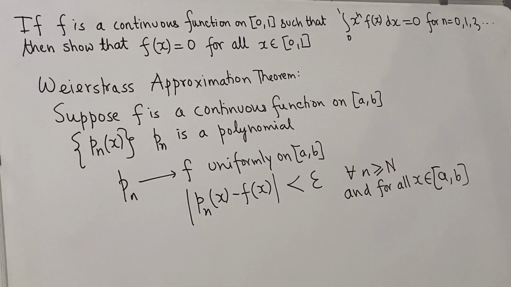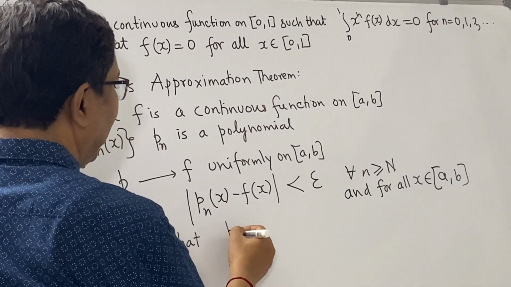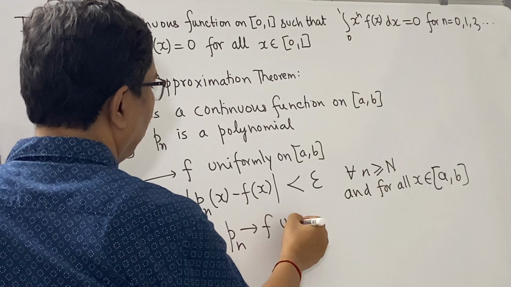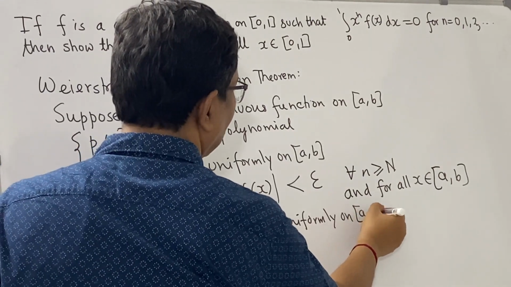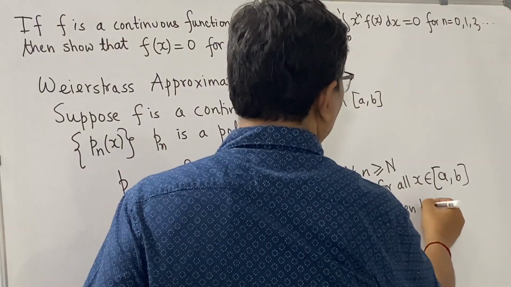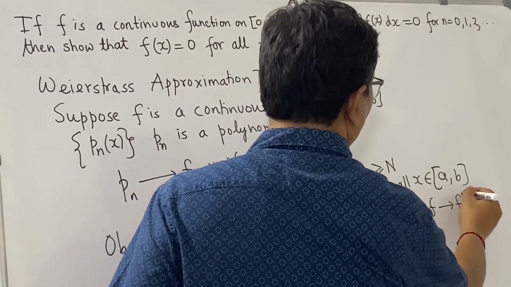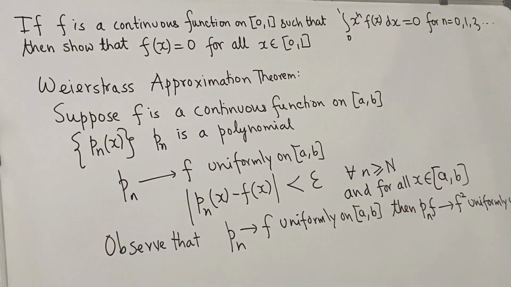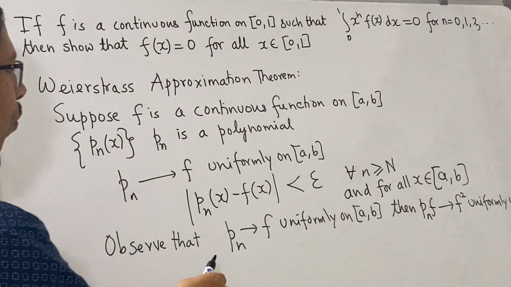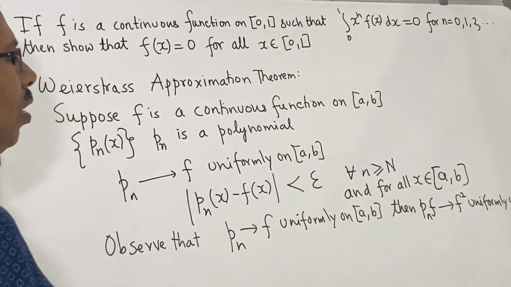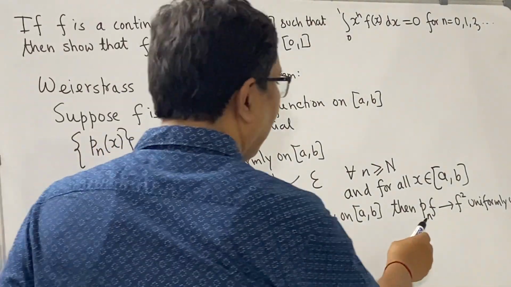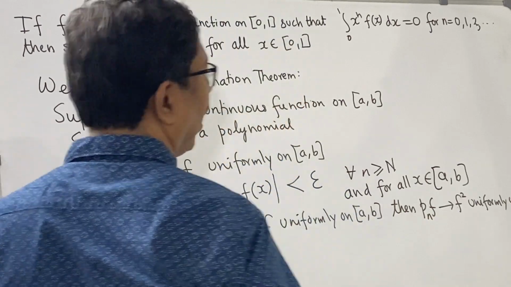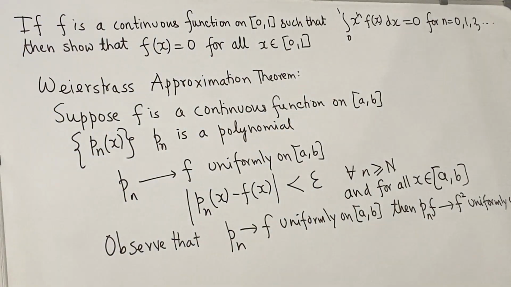Now, also observe that if you have P_n converging to f uniformly on the closed interval [a, b], then P_n f converges to f squared uniformly on this same closed interval [a, b]. So, whenever P_n converges to f uniformly on the closed interval [a, b], then P_n f would converge to f squared uniformly on the closed interval [a, b]. Now, we keep these results in mind and approach this problem.